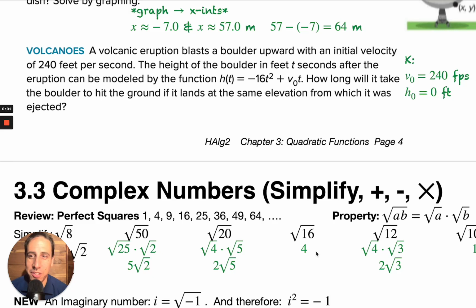All right, y'all, welcome to section 3.3, complex numbers. We're looking to simplify them, add them, subtract them, and multiply them today. And next section we'll do division and some other things too.